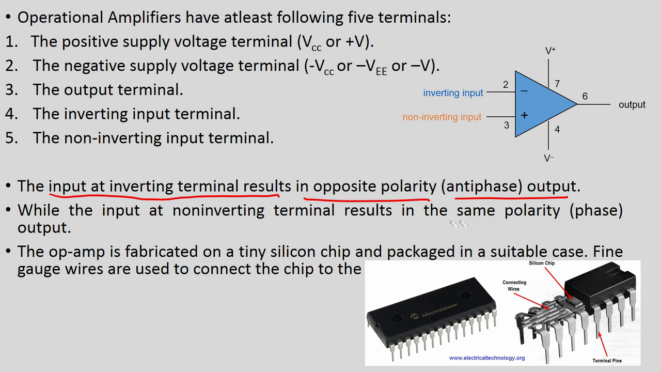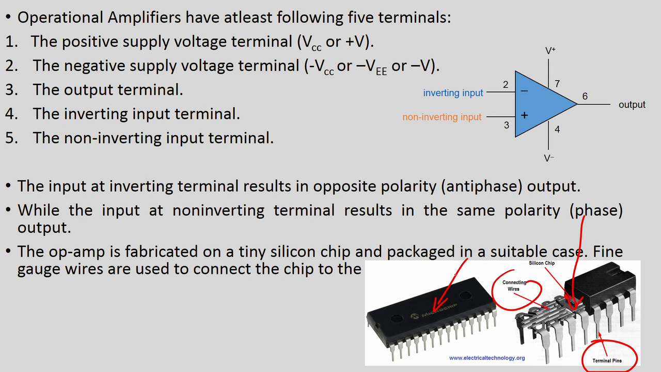op-amp fabrication. We have also seen in detail how the MOSFET is fabricated, isn't it, and what the process flow is. The op-amp is fabricated on a tiny silicon chip, right, we have seen this, and it is packaged. So, this is a silicon chip, right, we all remember this, and then fine gauge wires are used to connect this chip to the final terminal pins. These are connecting wires that are connected to the silicon chip, which is connected to the terminal pins, and finally, this whole device is packaged. This is a packaged device, right. So, it is packaged in a suitable case.